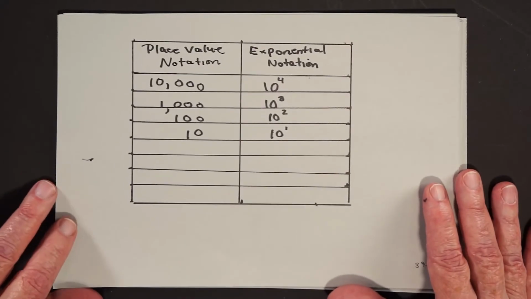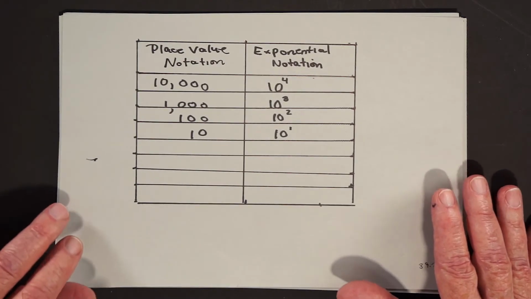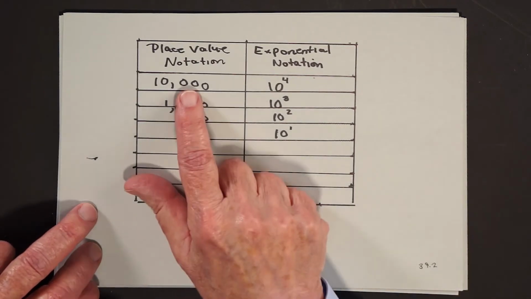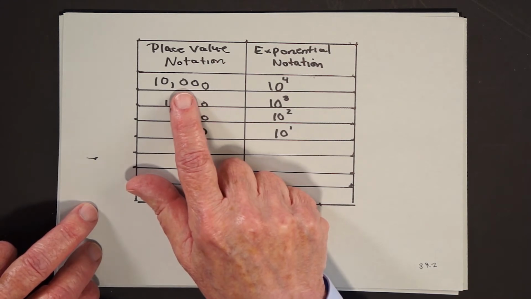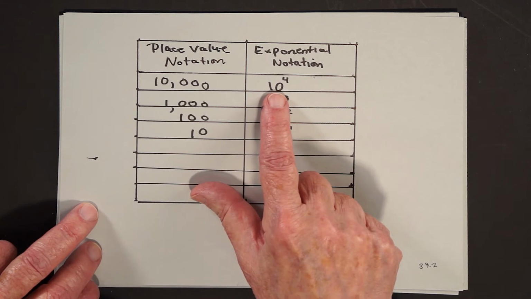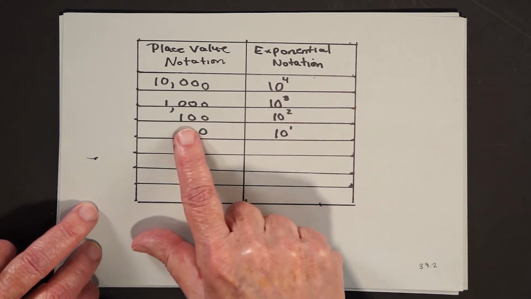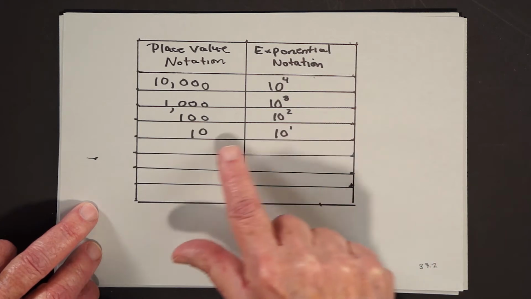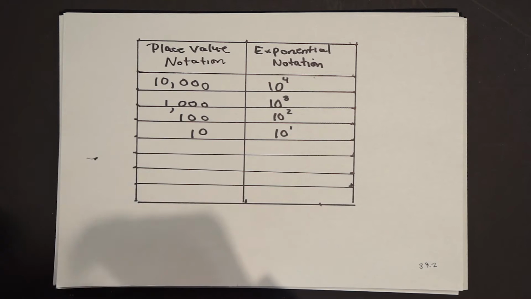Okay? By the way, this comes in sort of handy when you're using scientific notation. In other words, notice that in place value notation, 10,000 would be 10 to the 4th power, 1,000 would be 10 to the 3rd power, 100 would be 10 to the 2nd power, okay, 10 would be 10 to the 1st power. Notice what's happening.